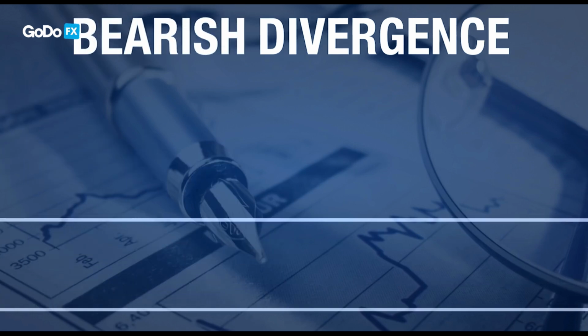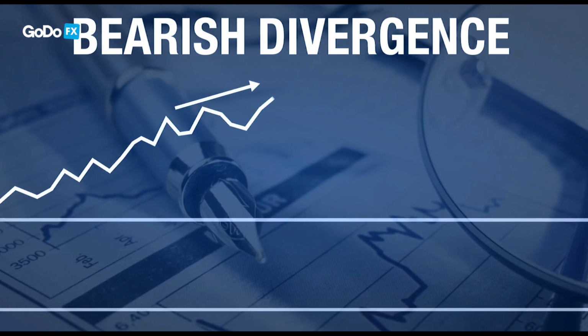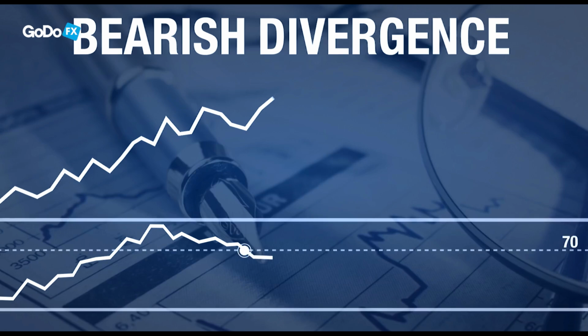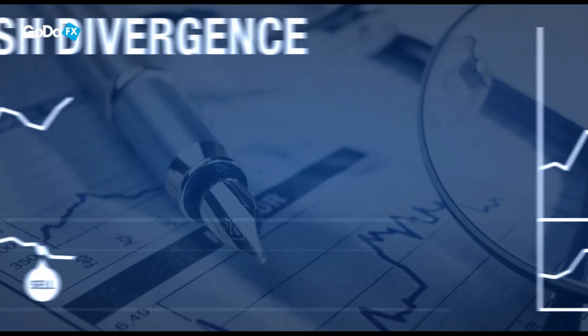A bearish divergence occurs when a stock shows higher highs, but RSI shows lower highs. This can be a sign that upward momentum is slowing and a bearish reversal may occur. After spotting a bearish divergence, an investor might use a crossback below 70 as an exit signal.